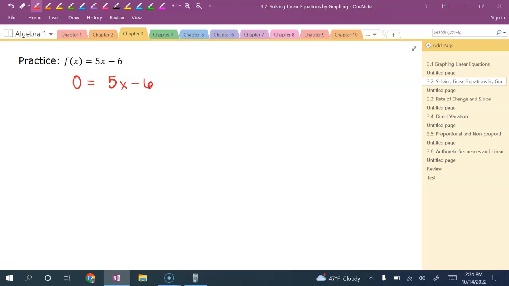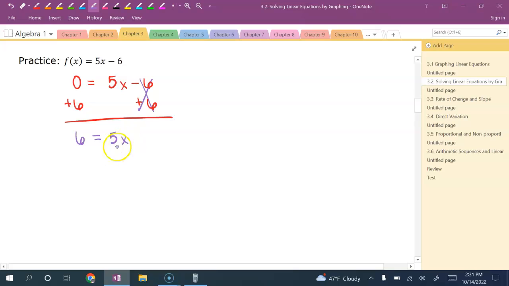So the first thing I would have done is added 6. So then you have 6 equals 5x. Then I would have divided by 5. And I would have just left my answer as a fraction here. So I would have said x equals 6/5, which if you're writing that as a coordinate, remember I said it's always your answer, whatever you got for x first, comma, and then a 0 for the y.